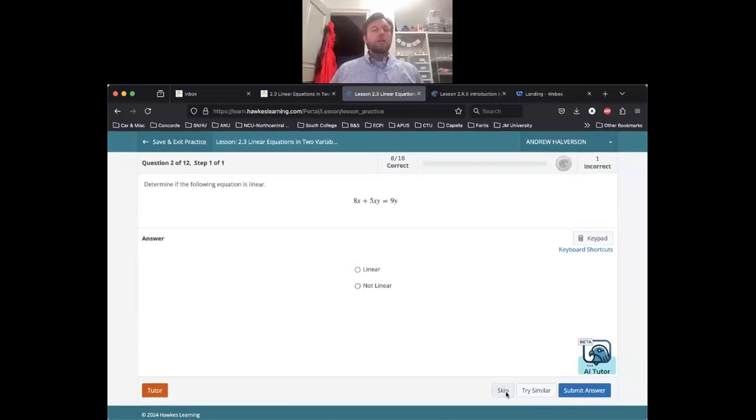Okay, so determine if the following is linear or not linear. This one, the curious thing is our exponents are still 1, okay? But at the end of the day, what's the problem here? We have the x and the y in this case multiplying. So then what's the degree? When you have x and y multiplying each other, that's going to create something that is not linear.